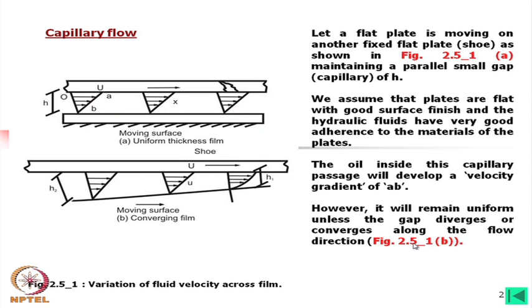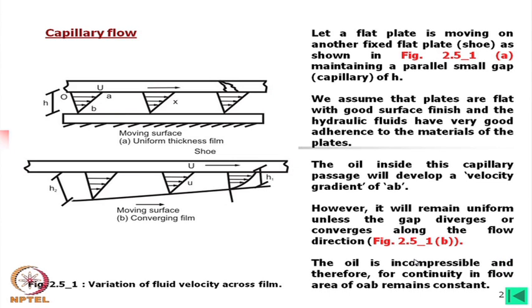Now, this is quite interesting. What we find is that the velocity of the midpoints of the oil is gradually increasing in this case. The oil is incompressible and therefore, for continuity in flow, the area of OAB remains constant. This area will always remain constant, which I have already told you.